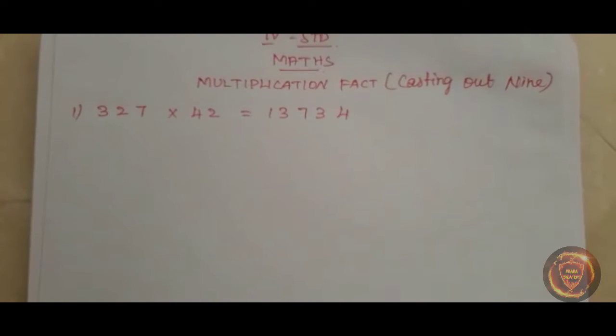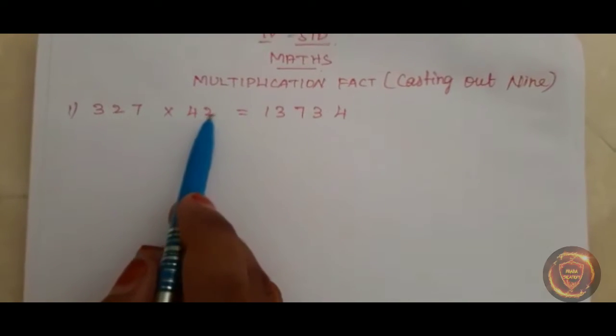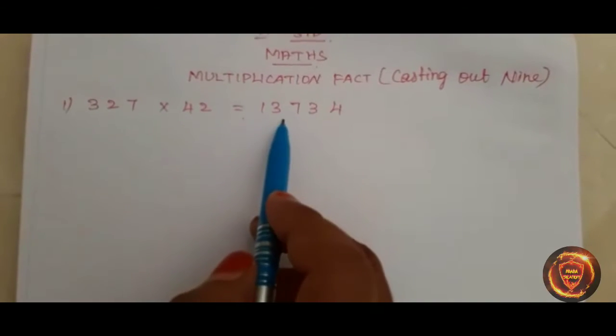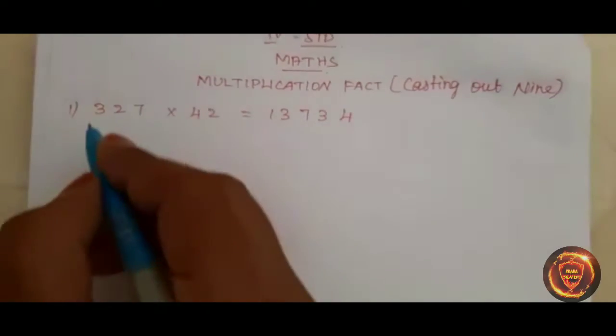In this session we are going to learn the topic multiplication fact, casting out 9 method. See the first sum. 327 into 42 is equal to 13,734. Now write this value.